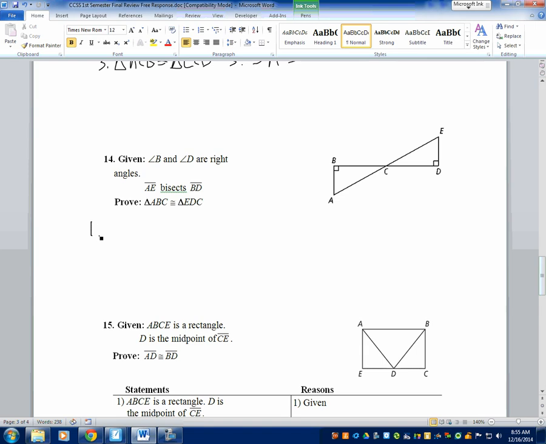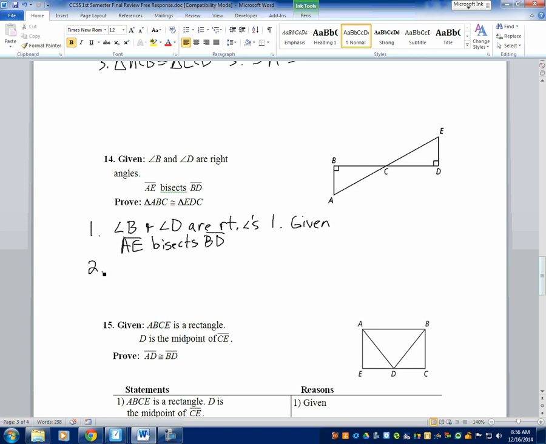So number 1 here, angle B and angle D are right angles. Also, we have AE bisects BD. That is given. So this is kind of debatable. I would probably be pretty lenient on this in a performance task, but B and D are right angles. We kind of have an understanding that that means they're congruent, right? All right angles are congruent. Some people might go ahead and state that.